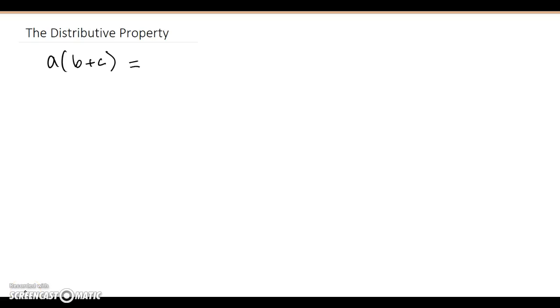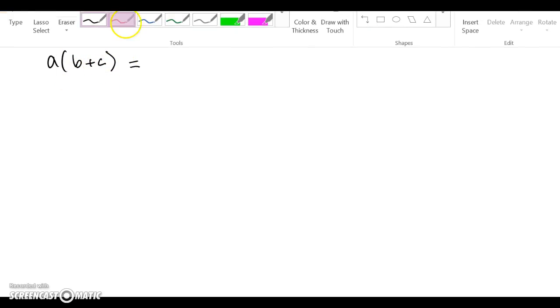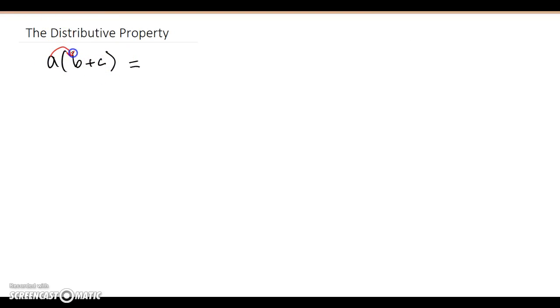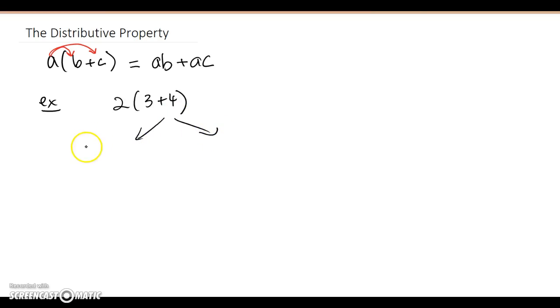The distributive property basically says that if I have a number A times a quantity B plus C, I can distribute or multiply over that number and get A times B plus A times C. For example, let's look at this expression, 2 times 3 plus 4.